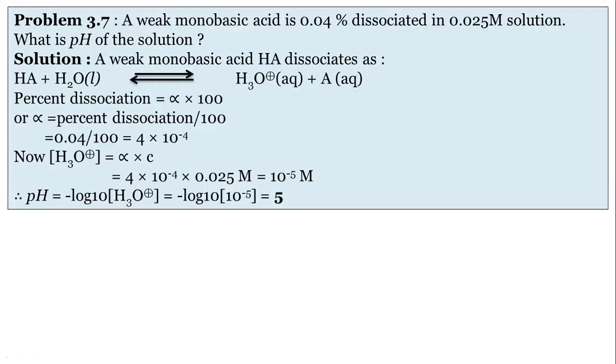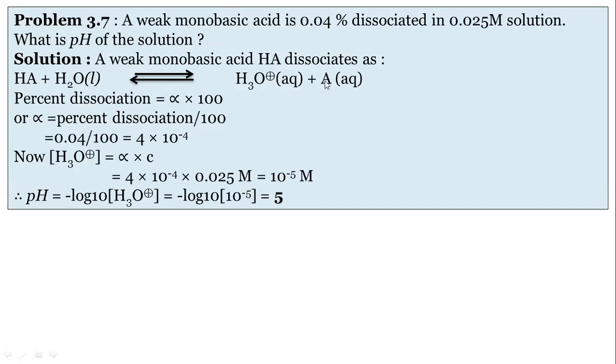So another two problems are given here. This problem is again: a weak monobasic acid is 0.04% dissociated, means it is a percentage, alpha the degree of dissociation. It is given in a 0.25 molar solution. What is the pH of the solution? So first we have to write the equation: HA plus H2O gives H3O plus plus A minus.